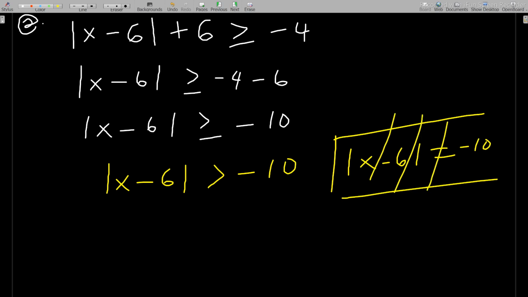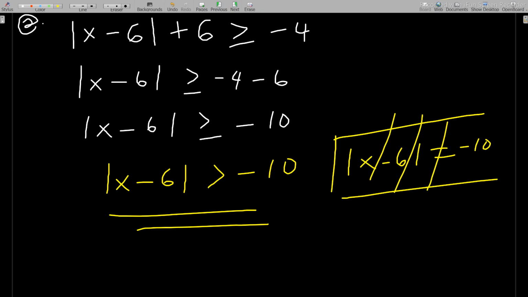So you don't look at the negative aspect. If it is only greater than, then we are okay. But when we still have greater than or equal to, it means that we are dealing with this part as well. So let's conclude on this part. When x equals 6, we have 6 minus 6, which is 0, and 0 is greater than negative 10.